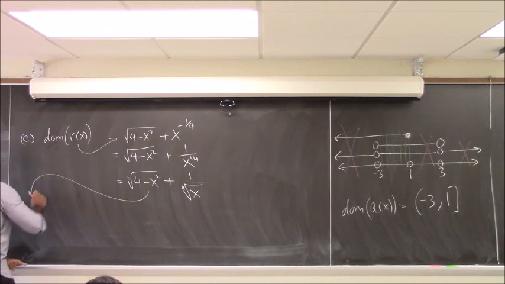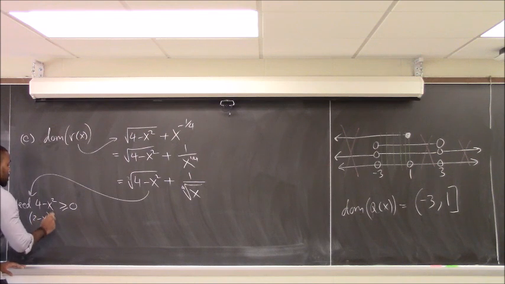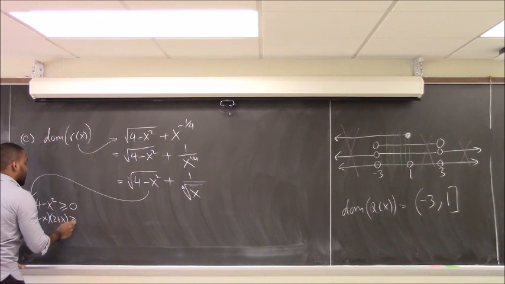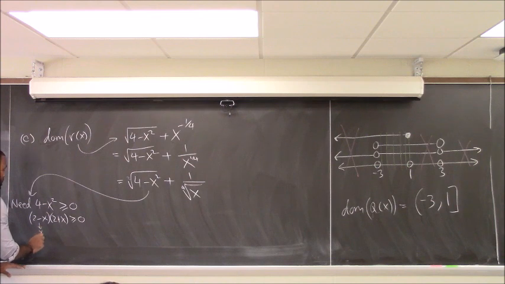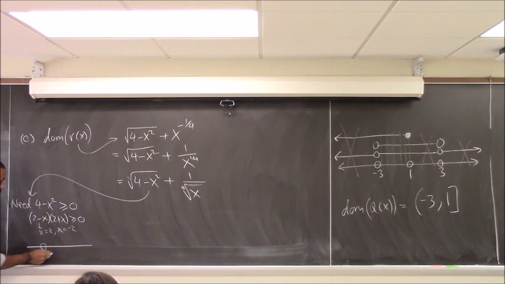For this guy, I need 4 minus x squared to be greater than or equal to 0. This would factor into 2 minus x and 2 plus x greater than or equal to 0. So I get to test x equals 2 and x equals minus 2. Drawing that on the number line, I can test points like minus 3, 0, and 3.